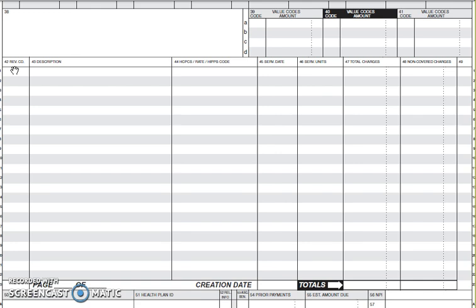These are where the revenue codes, the description of those revenue codes, the HCPCS or CPT codes and their relative rates, the date of service, the number of units, and the charges for those units are populated. There is a spot for non-covered charges as well, which are then bundled into the revenue code.